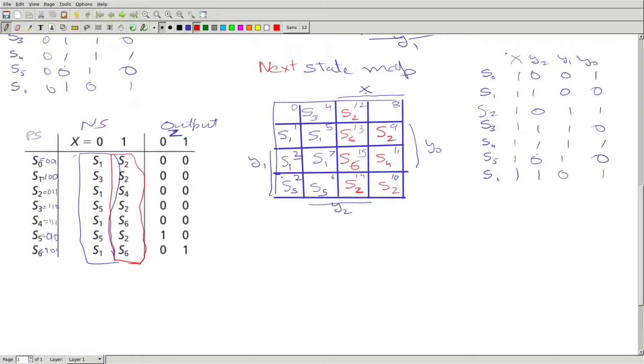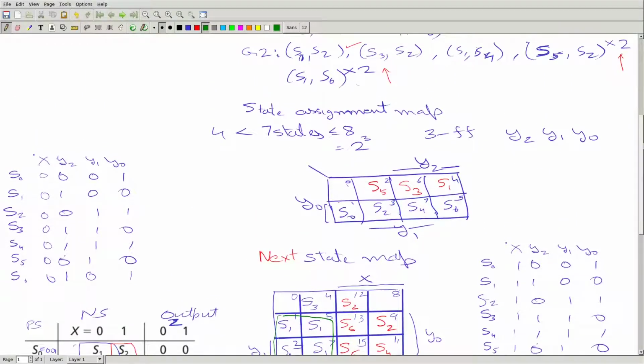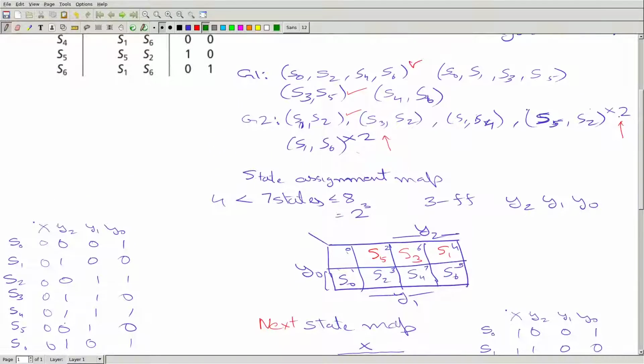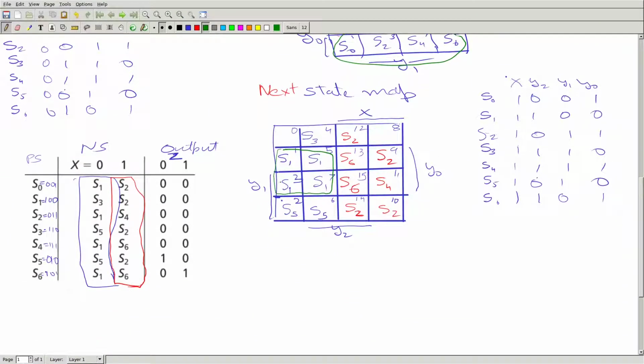We got the next state map, and you'll see big groups of same state here. For example, here is a group of 4 S1s, and if you go back to the assignment map, the group that we created, we chose this group of 4 to be grouped together in the state assignment map here, right? And this group are all incoming neighbors of S1, and you get a group of 4 S1s here.